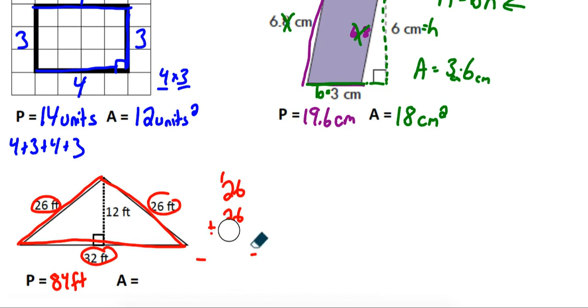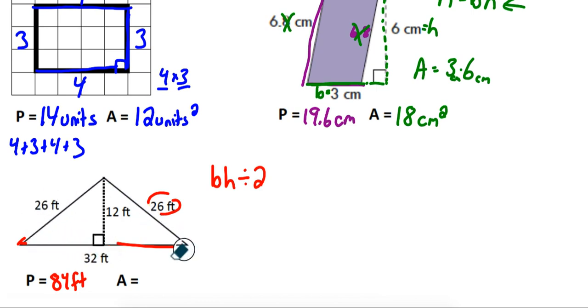For area, remember our formula for a triangle. Base times height, but then we kick in the divided by 2. Because we don't want the whole rectangle, which would have been base times height. I just want the triangle, which is half. So here is where you have to be careful.